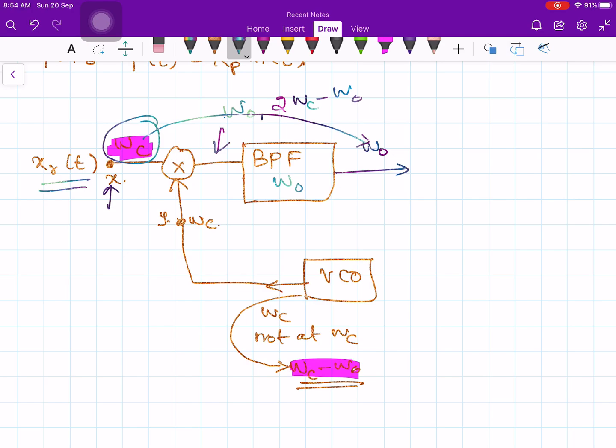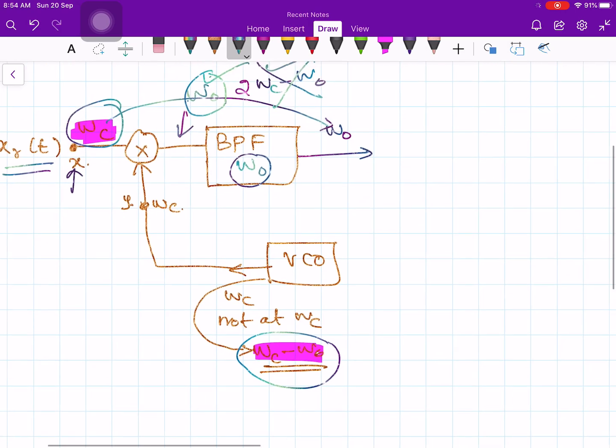Okay, the voltage controlled oscillator produces the signal omega C minus omega naught. If you multiply, you will get omega naught and 2 omega C minus omega naught. Now your band pass filter's center frequency is tuned to omega naught. Therefore, the band pass filter will allow this omega naught and reject this 2 omega C minus omega naught. That is the main point that we need to understand here.